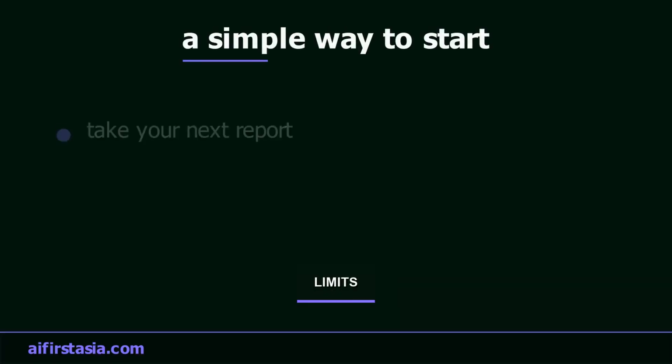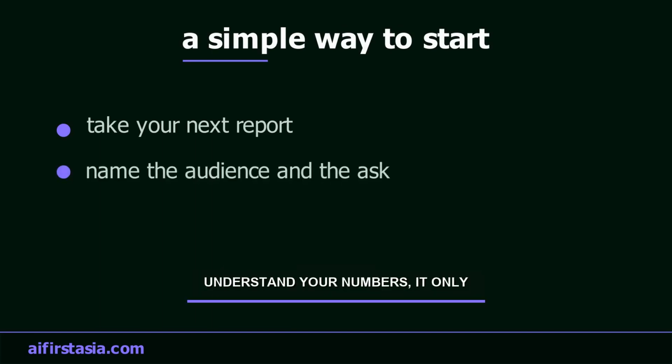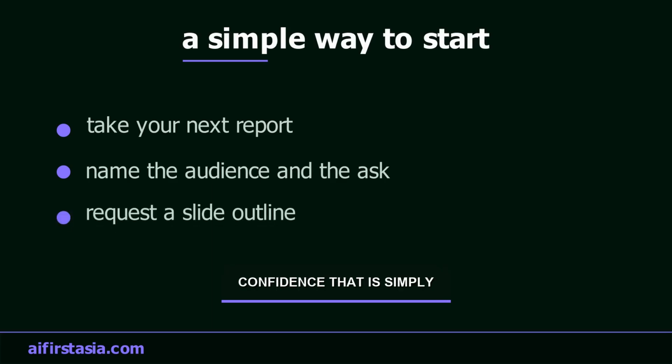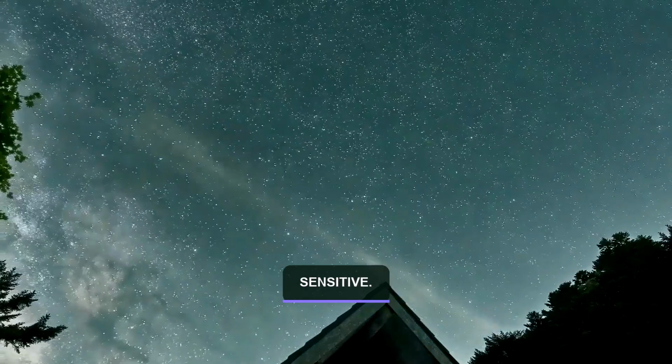The honest limits. And because I promised no hype, here are the honest limits. An AI does not truly understand your numbers. It only pattern matches the text, so it can misread a table or state a figure with total confidence that is simply wrong, which is why every number gets checked against the source. It does not know what your board argued about last quarter, so it can miss the context that makes a slide land or a topic sensitive.